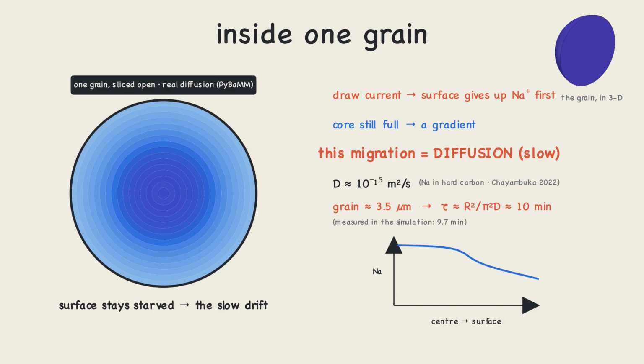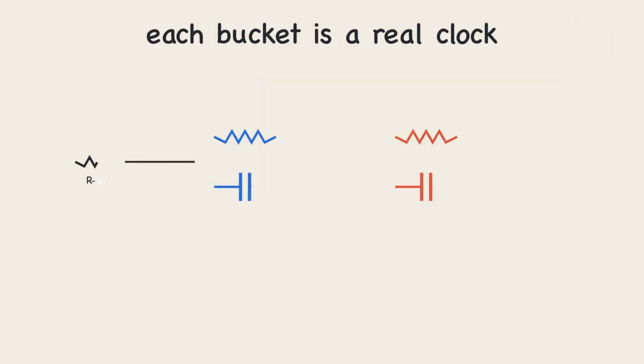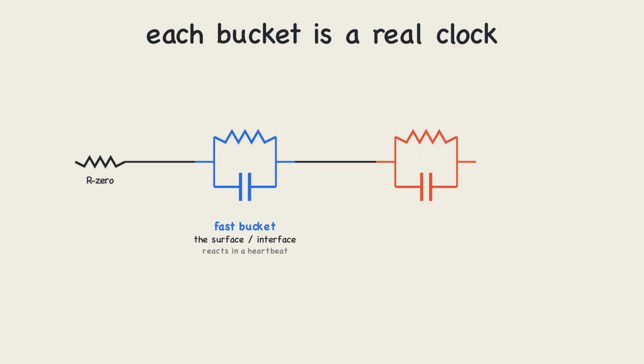Now the circuit finally means something. The fast bucket is the surface, the interface reacting in a heartbeat. The slow bucket is diffusion, deep inside the grain over minutes. Each bucket is no longer just a curve. It is a real, physical clock.